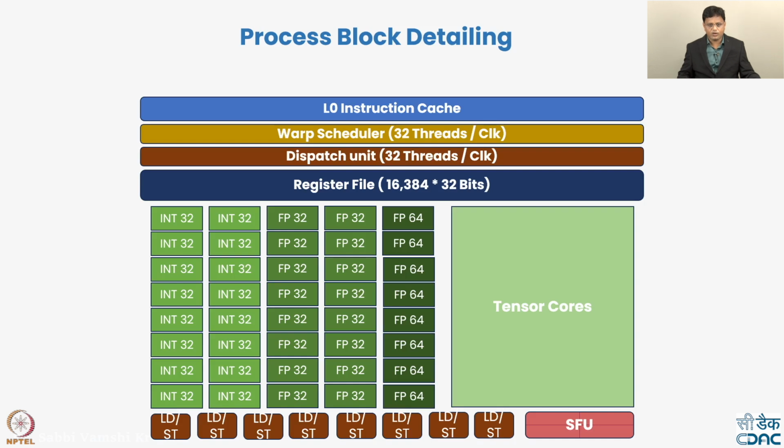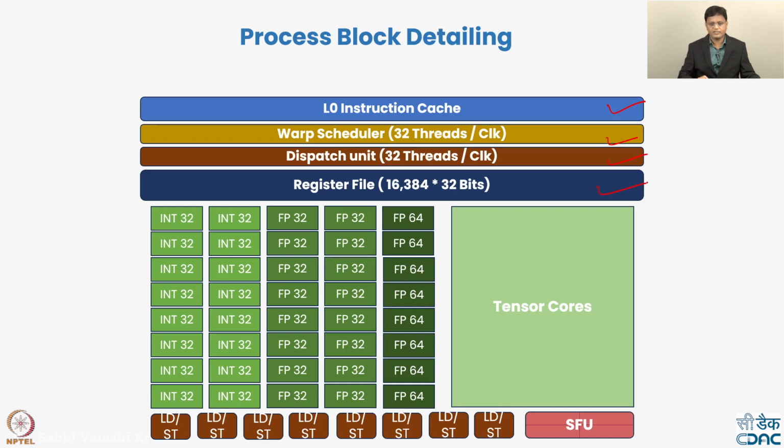So, you can see the organization of the process block. There is an L0 instruction cache. After that there is a warp scheduler. Warp scheduler can handle up to 32 threads per clock cycle only. After that, there is another component, that is a dispatch unit. Dispatch unit basically decodes the instruction and sends it to the appropriate function units.